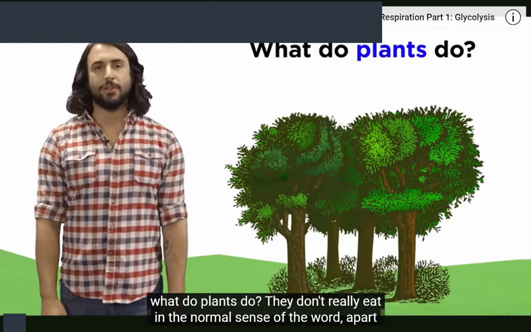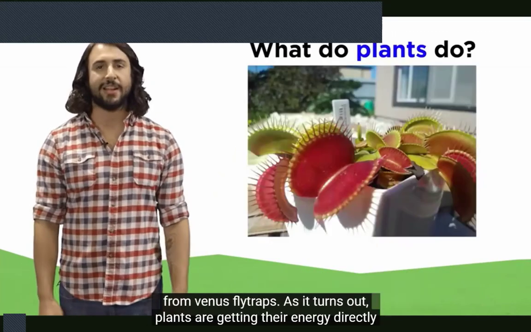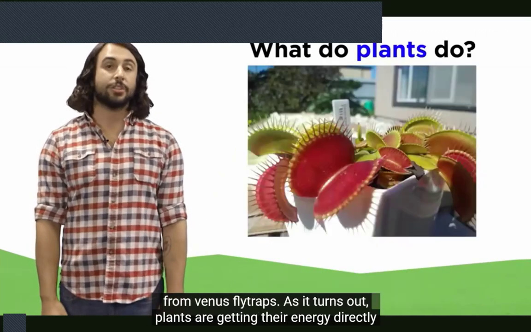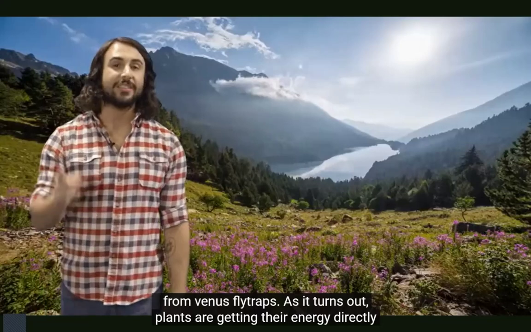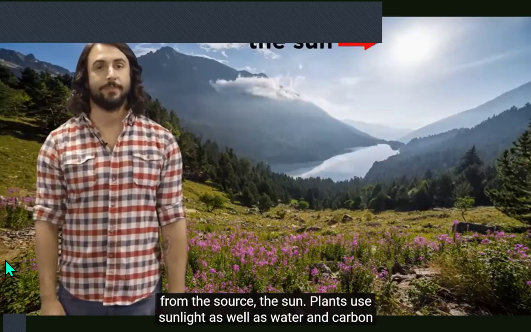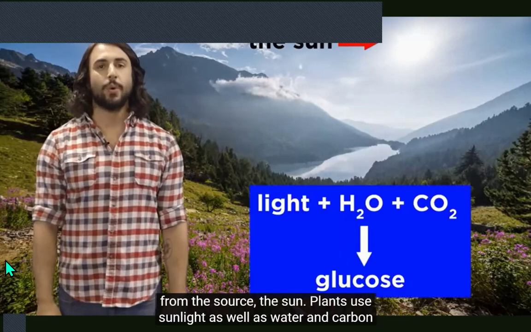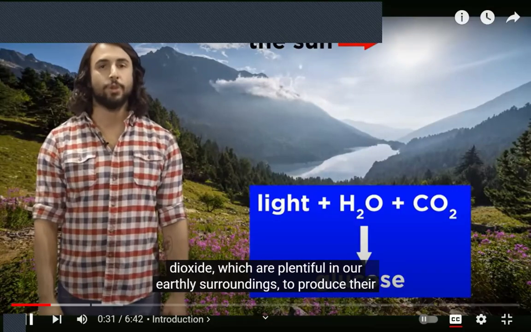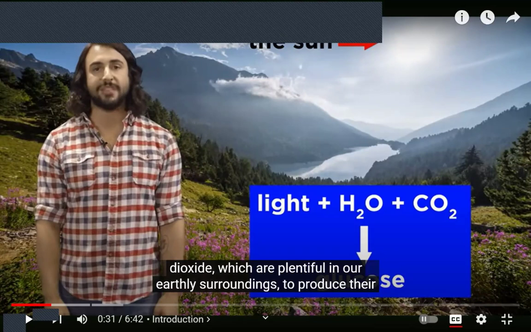They don't really eat in the normal sense of the word, apart from Venus flytraps. As it turns out, plants are getting their energy directly from the source, the sun. Plants use sunlight as well as water and carbon dioxide, which are plenty. Okay, so light plus water and carbon dioxide. Now, light is just an agent.